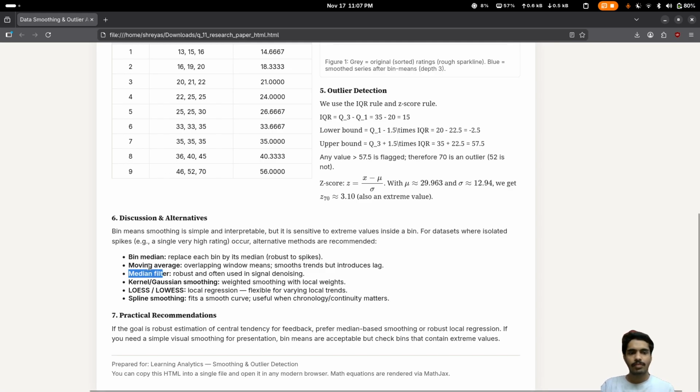Another is the median filter. The moving average takes averages, while the median filter takes medians. Another is kernel Gaussian smoothing. Basically, you create a kernel function which takes the values into a higher dimension, calculates there, smooths it, and outputs another value. So it is also one of the ways. Then there are some local regression methods and some spline smoothing methods. There are tons of methods, but these are some of the common ones you can use to smooth a data set. So this was all about question number 11. Thank you.